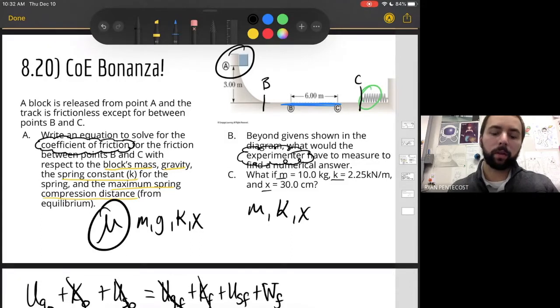It's going to be hard to make that ramp frictionless and to measure any friction on that ramp. So that would be tough. But we have the friction from A to B, then the friction from B to C. Then if that spring, we just measure how far it compresses, we'd be able to figure that out.